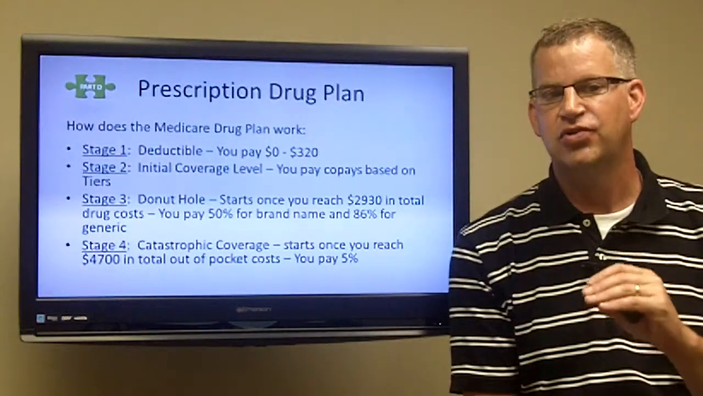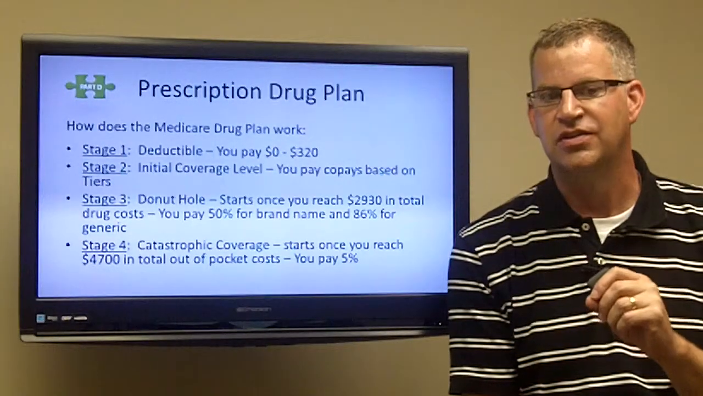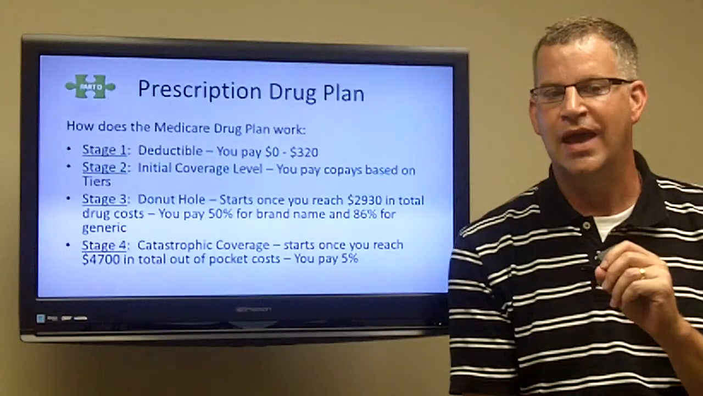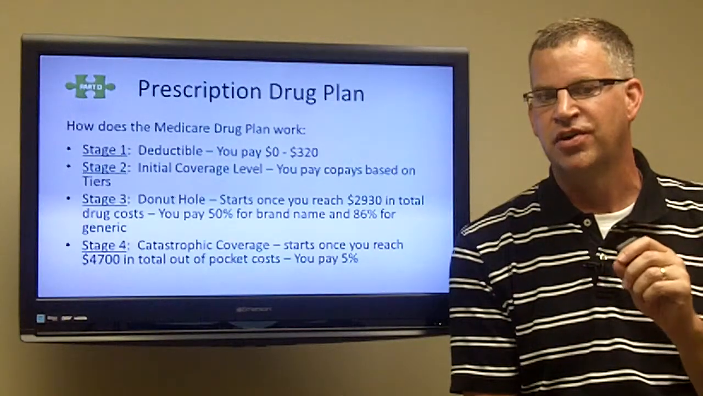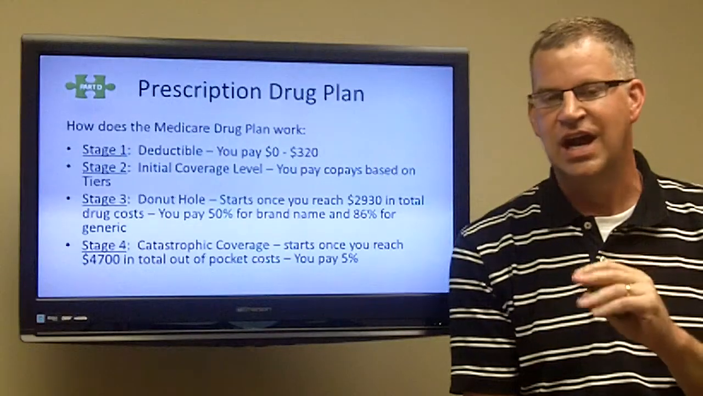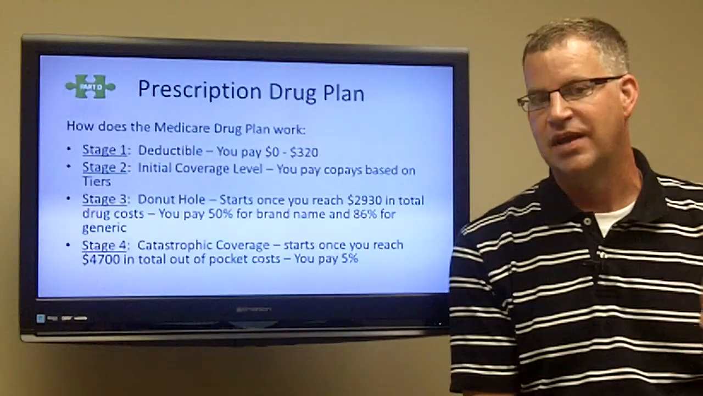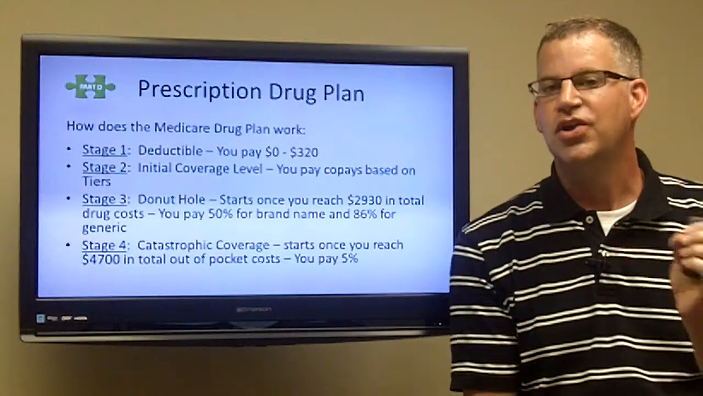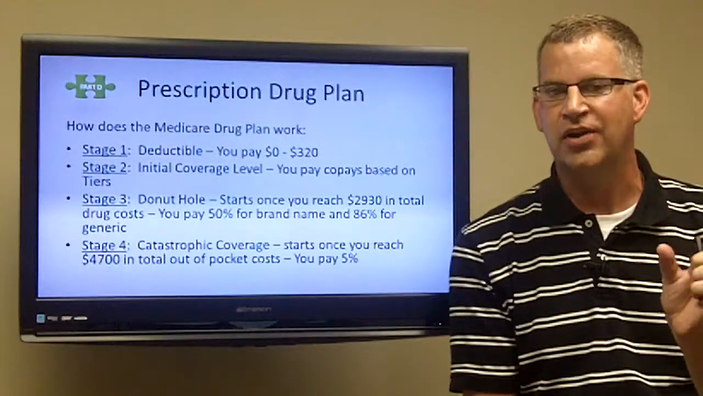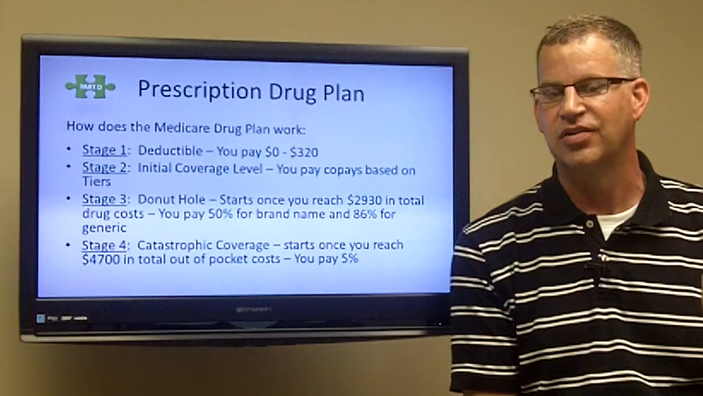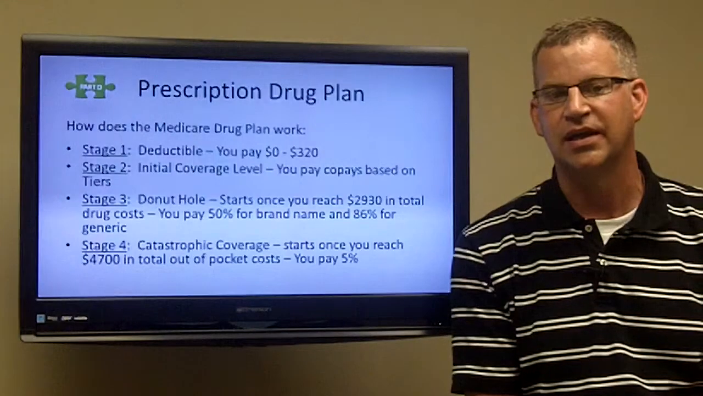You will stay in that initial coverage level until you reach $2,930 in total drug costs. At that point, you will enter into the donut hole, or stage 3. If you notice, that $2,930 is total drug cost. It's not out-of-pocket cost to you. So let's say you're on a medication and the full cost of the medication is $100. You may only pay a $20 copay, but it's the full $100 that is chipping away at that $2,930 to put you in the donut hole. So just remember that's the total drug cost, not your out-of-pocket.